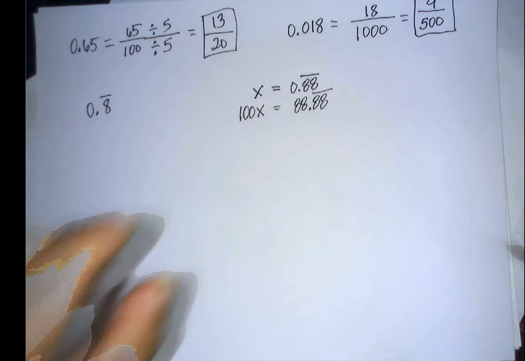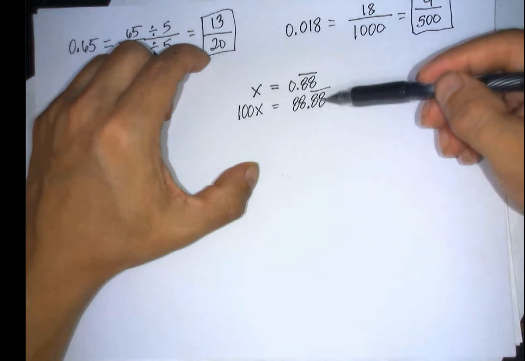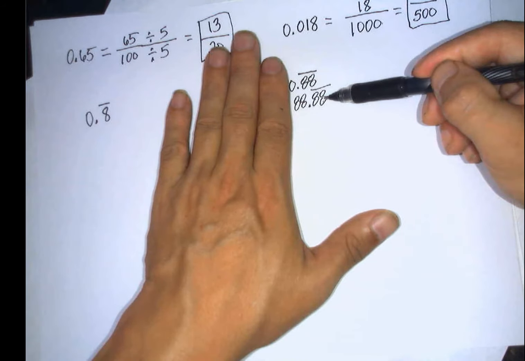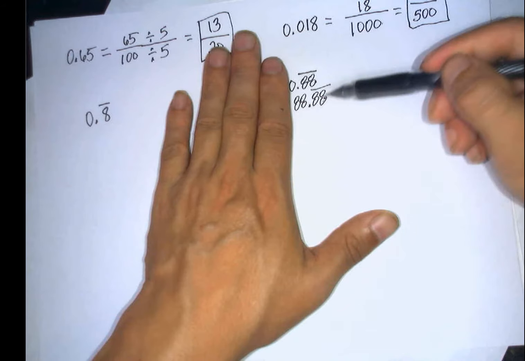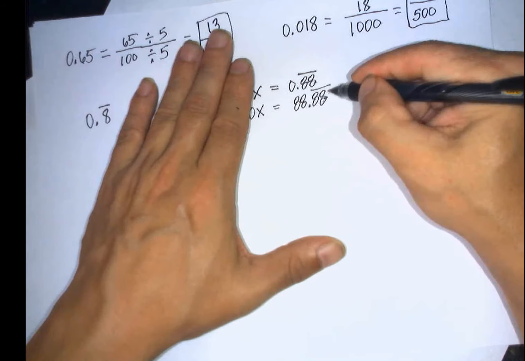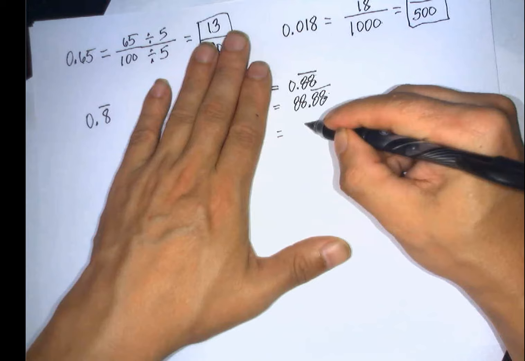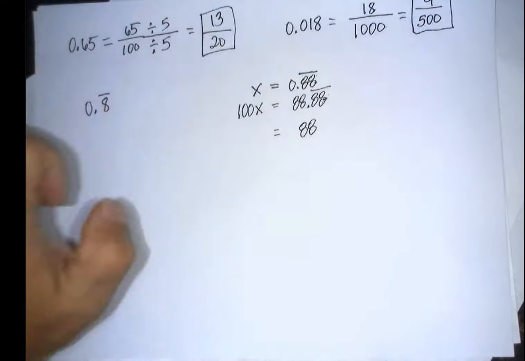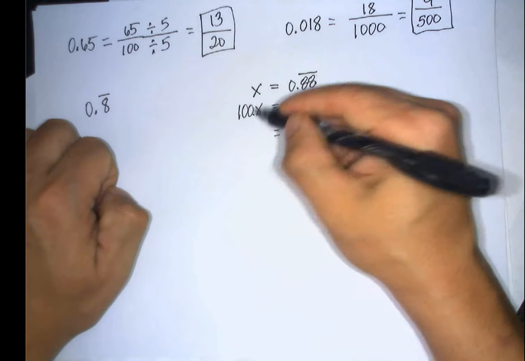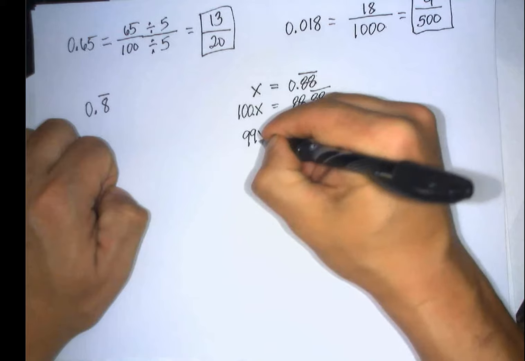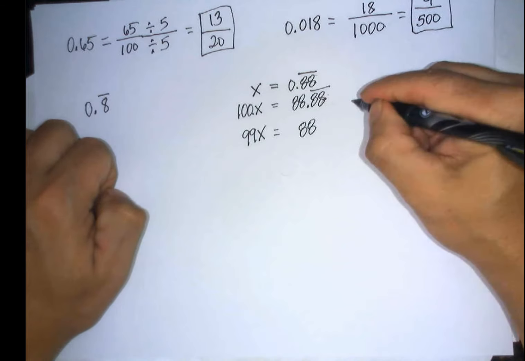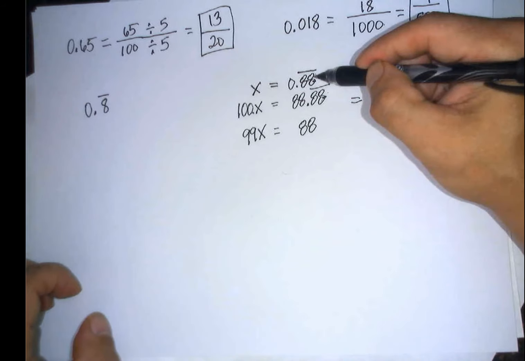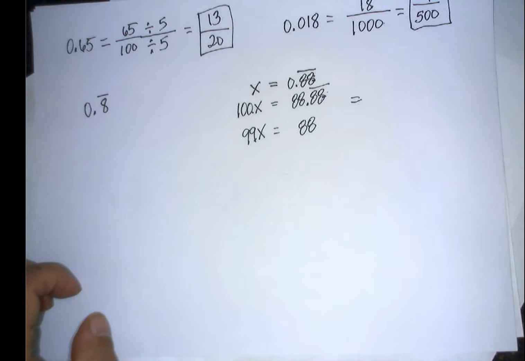Okay, so I want you to think about subtracting these two. If I subtract these two, this part subtracts from this part. This repeats forever and this repeats forever. So if we subtract this side, we have 88. Now let's subtract this side. This side would be 100x minus x, that'd be 99x. So if you see this repetend, you're going to put what's under the repetend over that many nines. And this is why.